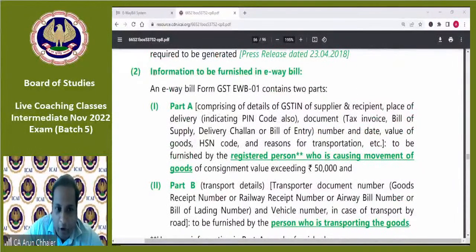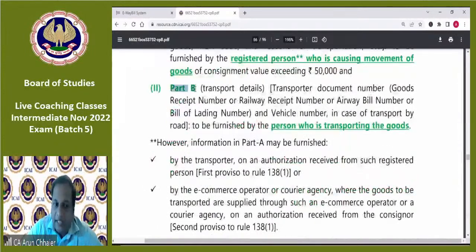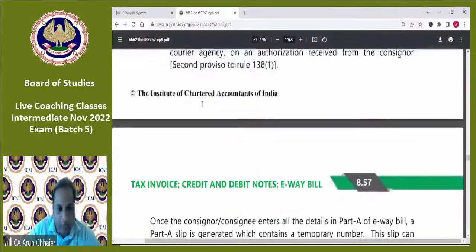Now, what information is required to be furnished in the e-way bill part A, and which information is to be given in part B? I have opened the actual e-way bill and explained, so that is okay. Now leaving this part.